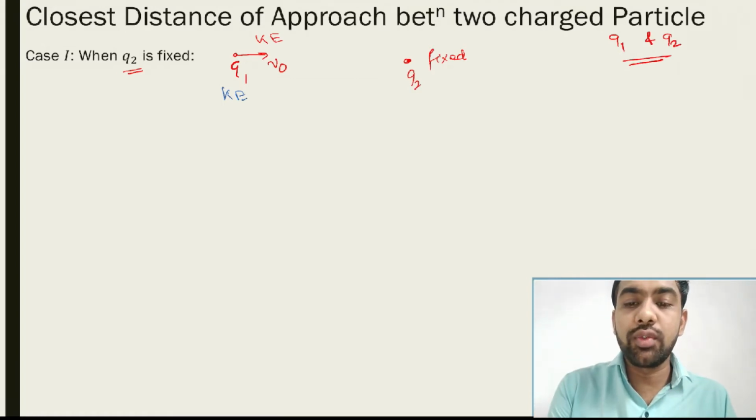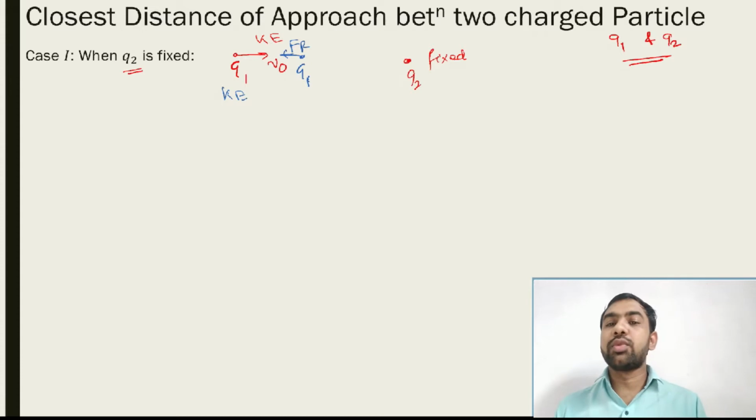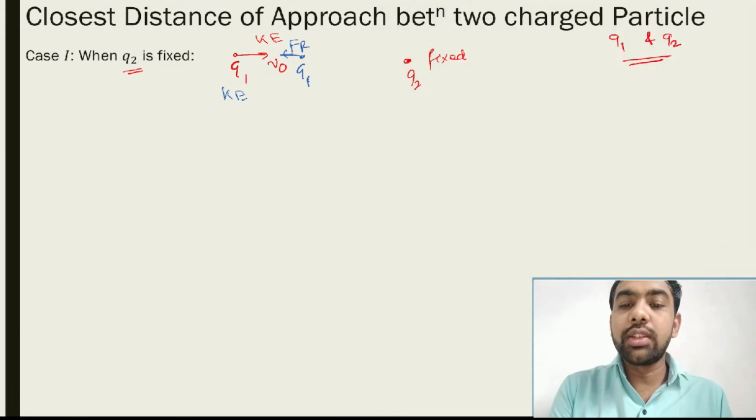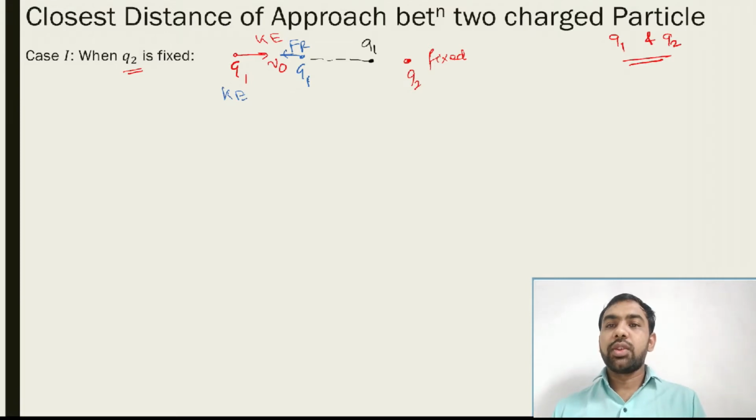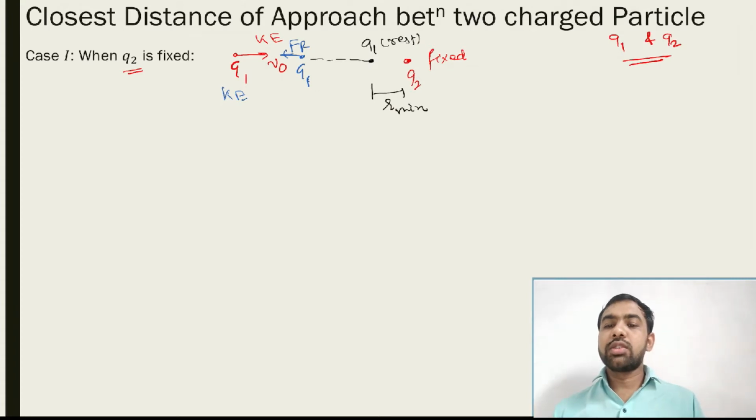If you consider any position of Q1, there is a repulsive force, the electrostatic repulsive force. Due to this repulsive force, the speed decreases. After some time, when it reaches somewhere here, Q1 comes to rest. When Q1 comes to rest, this distance is the minimum distance. This distance is R minimum between the two charged particles.